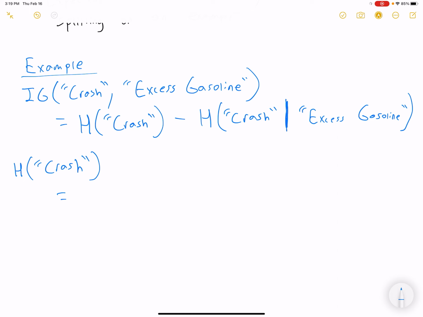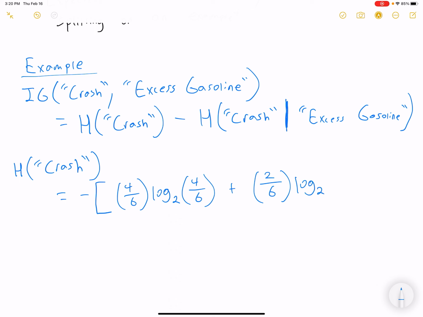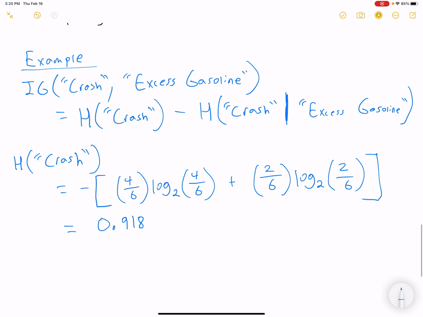So that would be negative the first probability of crash, 4 out of 6 times log base 2 of 4 out of 6. And we add that through the summation for the other possible outcome, 2 out of 6 times log base 2 of 2 out of 6. And that happens to come out to 0.918. So we have the first term.